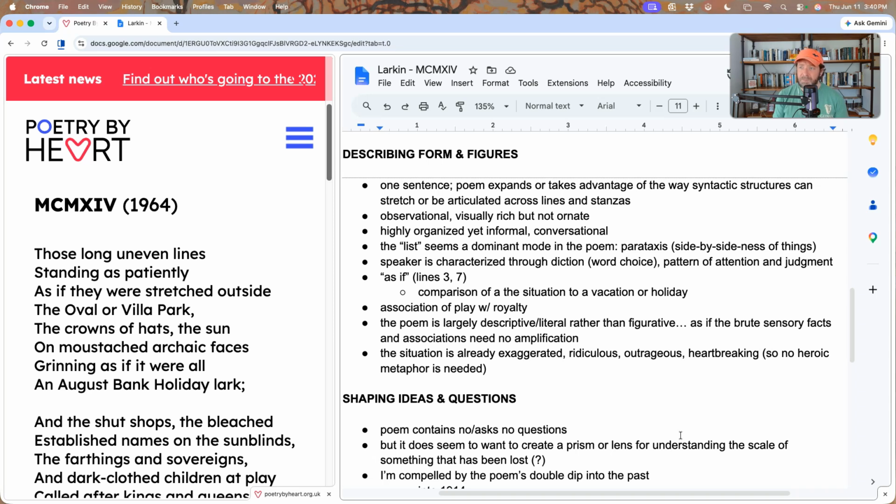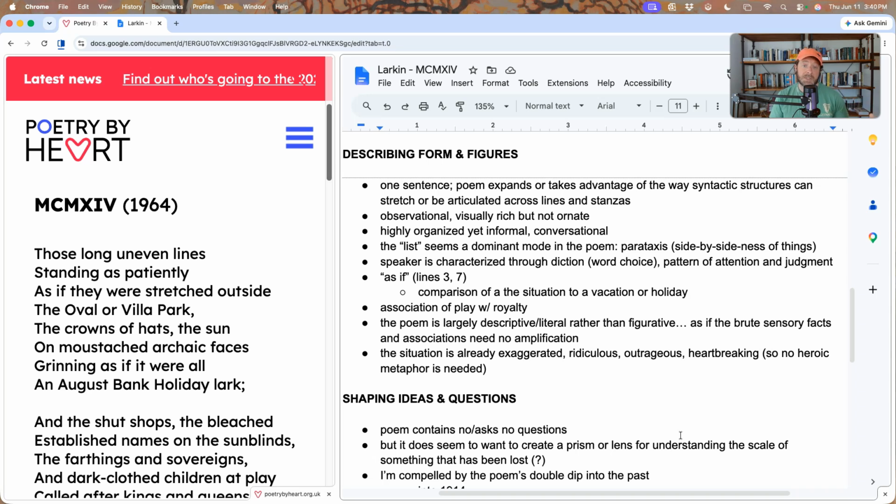This is a good time, when I'm thinking about this poem's form, to remind myself that it's one sentence long. The poem takes advantage of the way syntactic structures can stretch or be articulated across lines and stanzas. I wouldn't say to an extreme, but it certainly shows what a sentence can do.